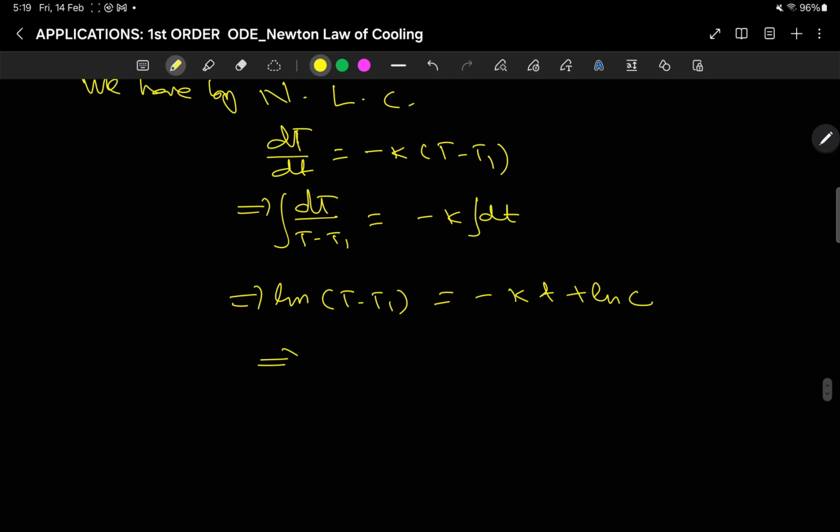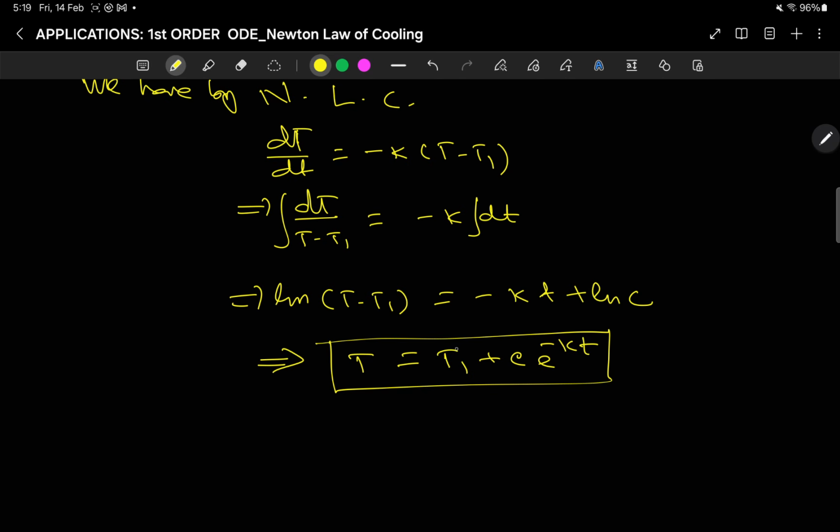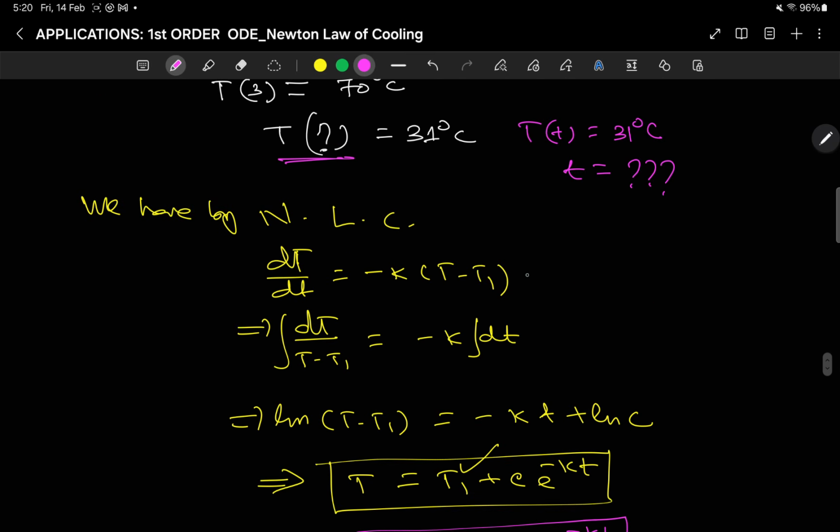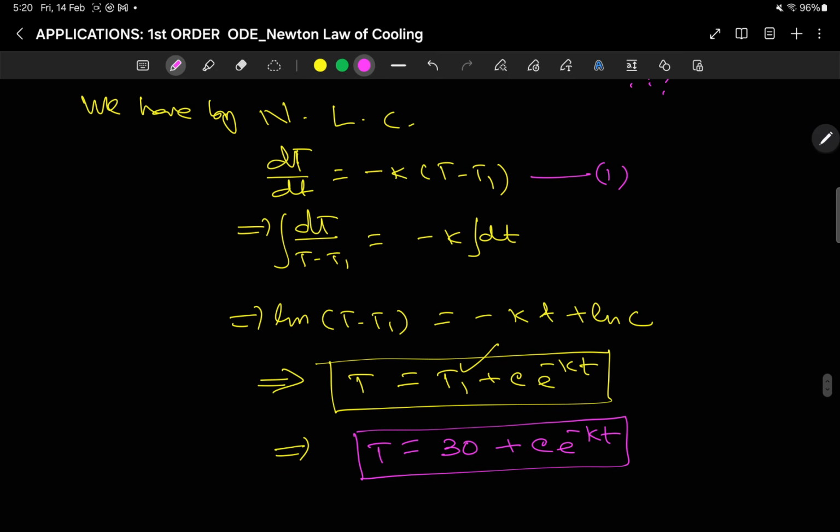So if you simplify it, we get T is equal to T1 plus C e to the power minus kt. Okay, so the value of T1 is known. So that means here T is equal to T1, which is 30, plus C e to the power minus kt. Let it be my equation 1, let it be my equation 2. Now we impose the conditions.